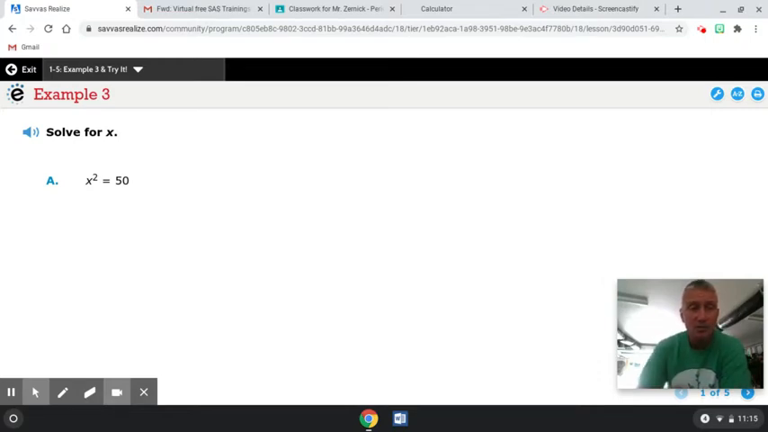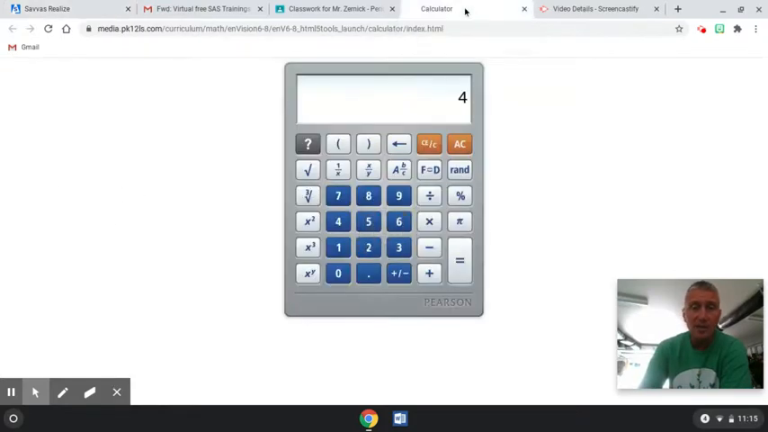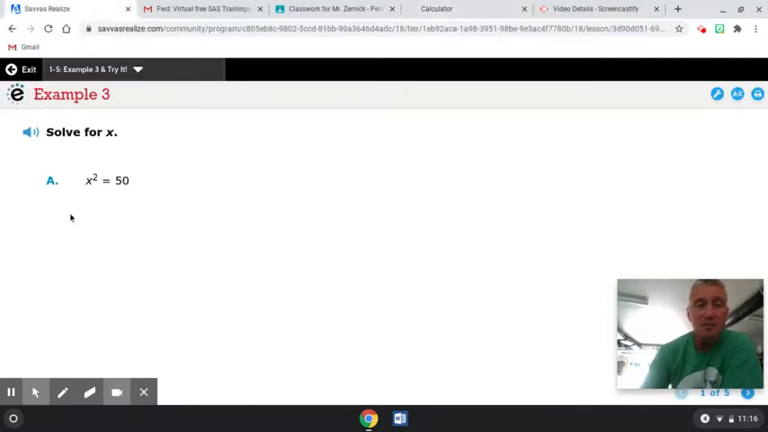So here on the screen, we have x squared equals 50. And if we do x squared equals 50, if I take out my calculator and I do the square root of 50, notice that the square root of 50 is an irrational number. And the reason that it is an irrational number is because it's not a perfect square. If I have 50 squares, I cannot make one nice perfect square out of 50 pieces.